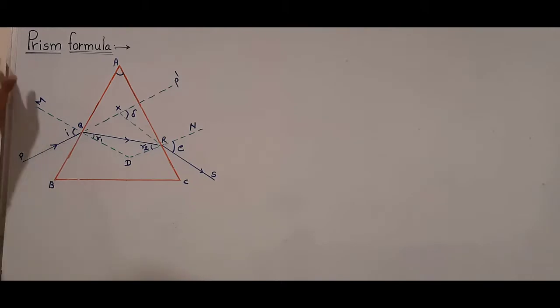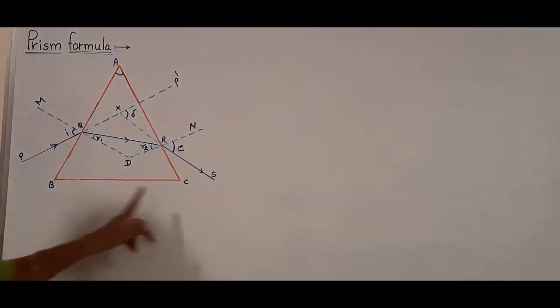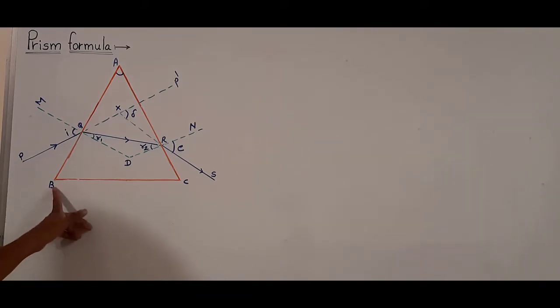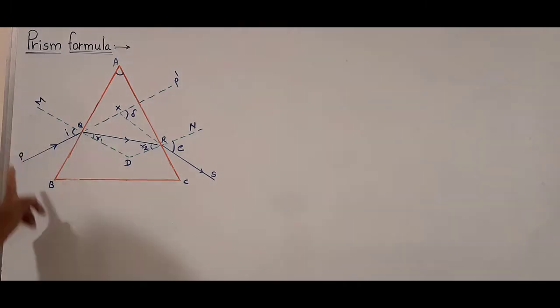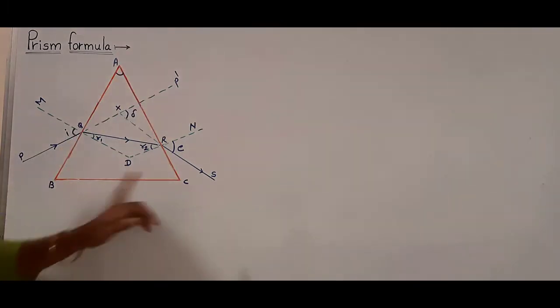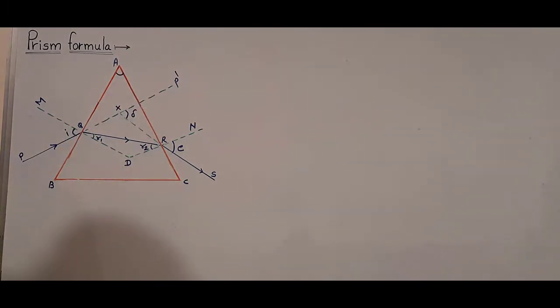Let us derive the prism formula. For that, consider ABC is the principal section of the prism, where BC is the base of the prism, AB is the refracting face of the prism, and AC is also a refracting face of the prism.